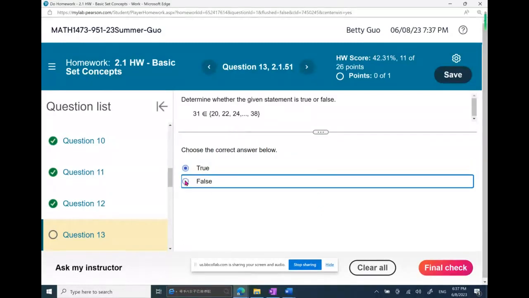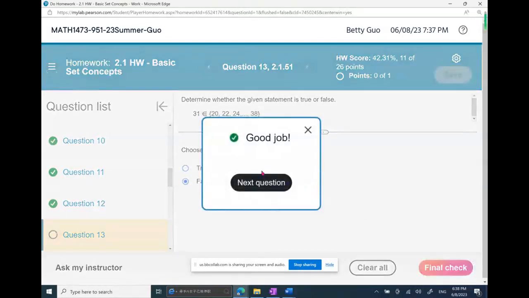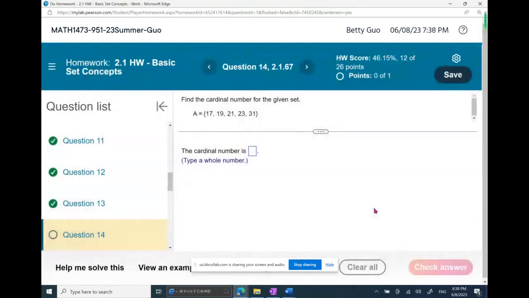Oh, you're right. Yeah, 20, 22, only even numbers. Every even natural number is bigger than or equal to 20. So you're right, 31 is odd, it's not. Thank you. Now I know you're paying attention.